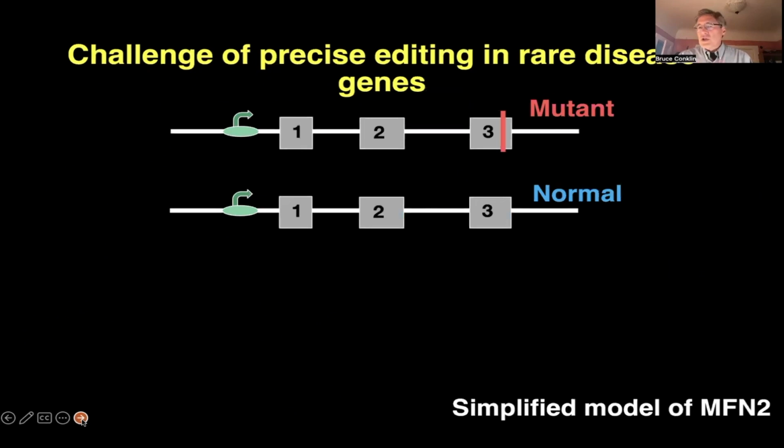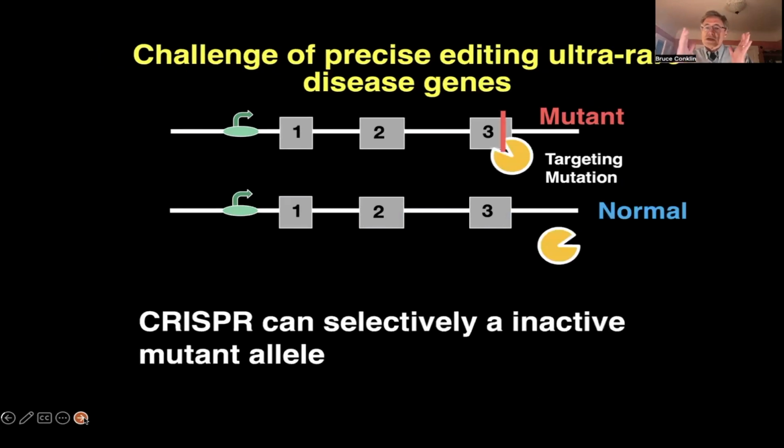So just to illustrate the challenge of precise editing in rare disease genes, I'm just showing you here one mutant and one normal gene, which is what people have as two copies. And now if you can target the mutation with CRISPR, you can actually get rid of the mutant. And this actually can work remarkably, even with only a single gene changed or a single mutation. However, this also puts a lot of pressure on that single mutation. And sometimes because of various reasons, that doesn't work out.